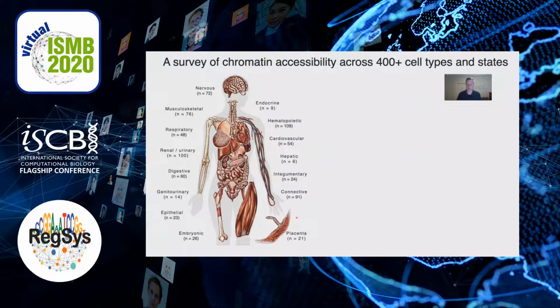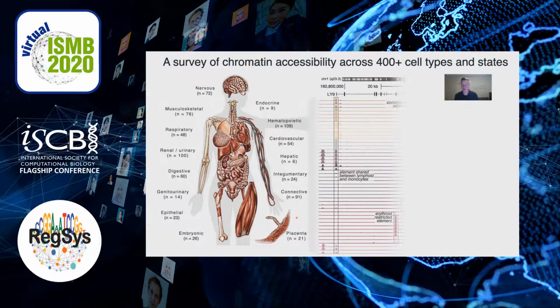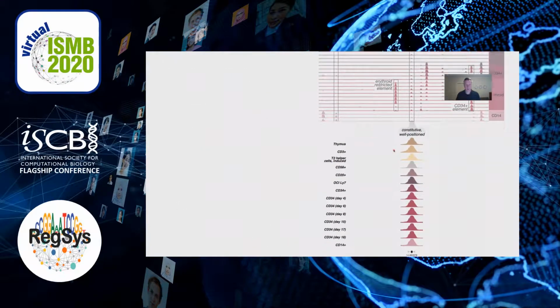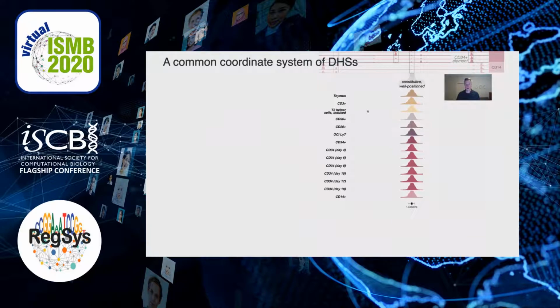We've now done this across more than 400 different cell types and states in the human body. I'm showing you here just an example of a small subset of data sets in the hematopoietic system to show you that there's a huge variety in occurrence patterns of these DHSs. Some occur across all or nearly all cell types, whereas others are much more restricted to certain subsets. And so in order to analyze these data across all these different data sets, we need to come up with a common coordinate system for DHSs.